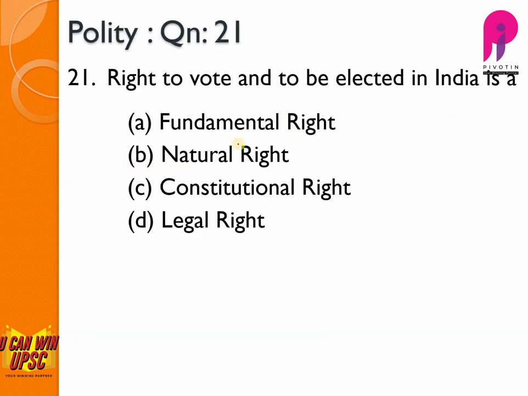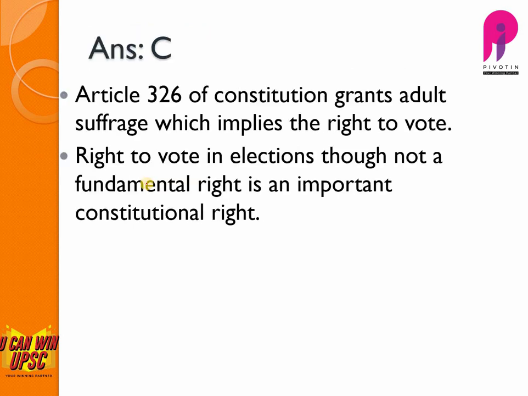Question number 21. Right to vote and to be elected in India is not a fundamental right, which is well known. It is also not a natural right. The confusion is between C or D. And actually, it is a constitutional right. Why? Because Article 326 of the Constitution grants universal adult suffrage, which implies the right to vote. And hence, as it is mentioned in the Constitution, it is a constitutional right.